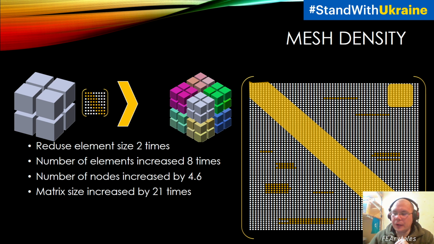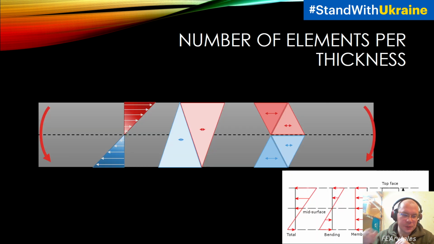Even with a very fine mesh, you can obtain some problems. For what reason? If you have a construction which is bending, you will have a stress distribution like that. On the top, it will be tensile. On the bottom, it's compressive.